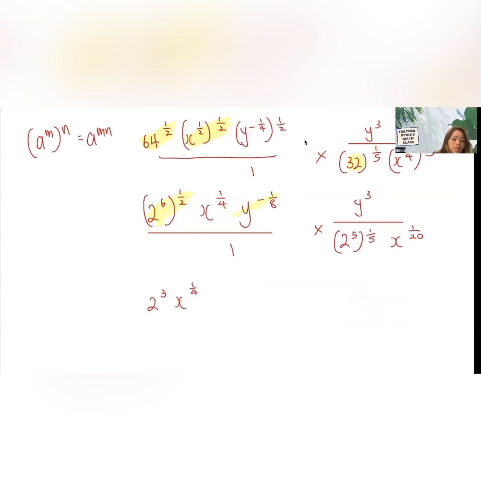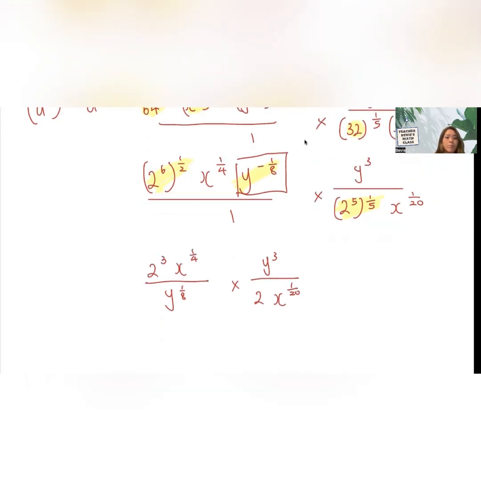How do I change this to a positive index notation? Basically, I just have to drag this portion down to the denominator to make the power a positive form. On the other side, I have y cubed over, same thing, a multiplication of powers, 5 times 1/5 is 1 whole, so 2 x^(1/20). Looking at this, I have all my powers in a positive index notation already.